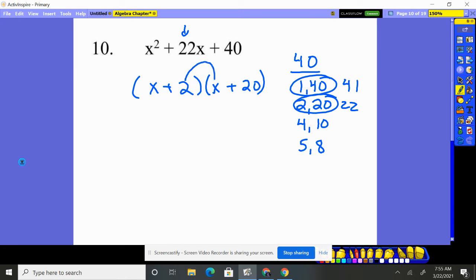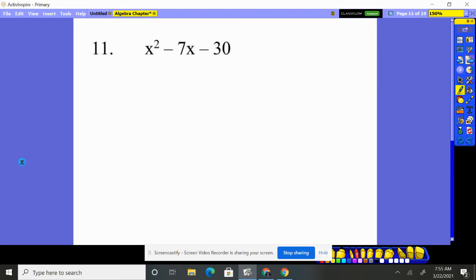And I can see the inner will give me 2x, the outer will give me 20x. Boom, that's 22x together. 11, okay? It's a negative 30, so one of them will be positive, one will be negative. 1 and 30, 2 times 15, 3 times 10. Boy, this guy's got everybody. 4 times nothing, 5 times 6. Nothing left between 5 and 6, so I know I'm done.